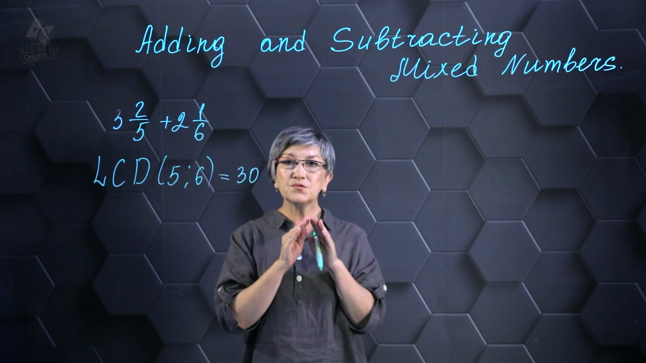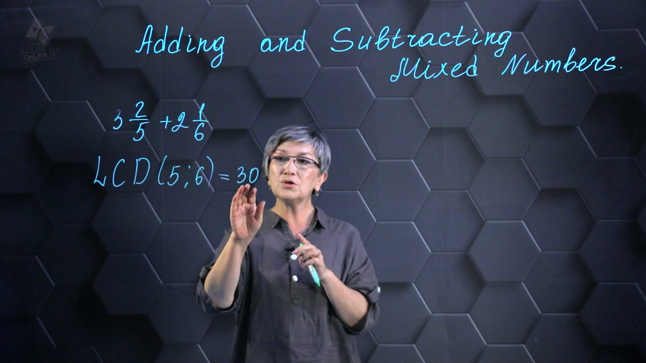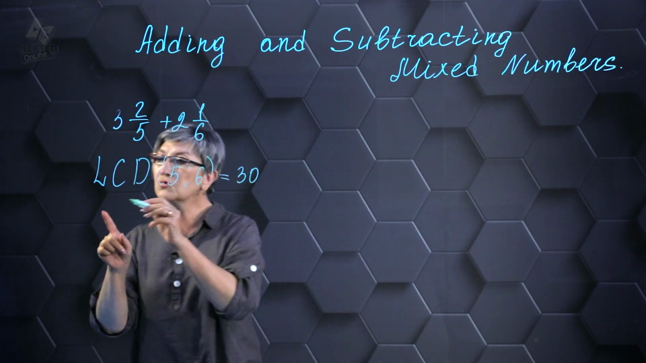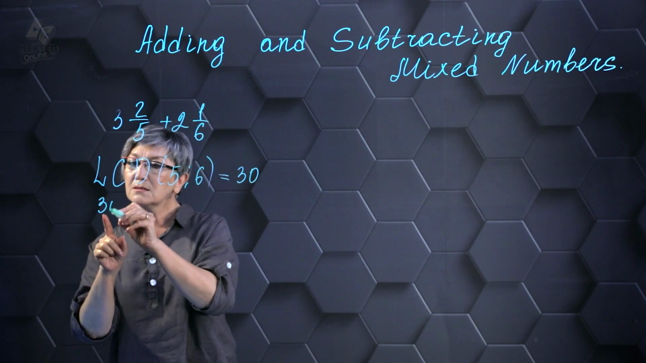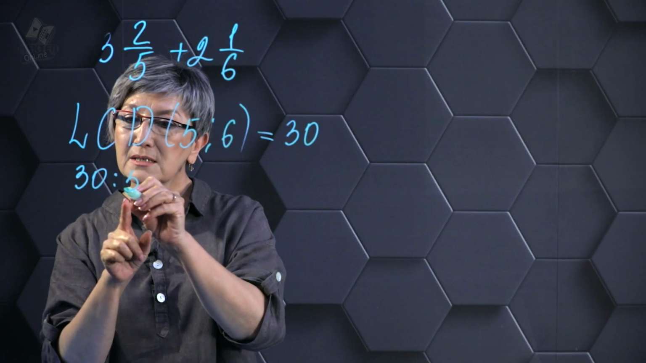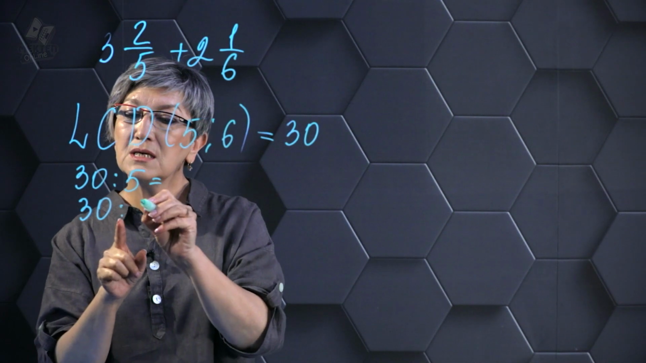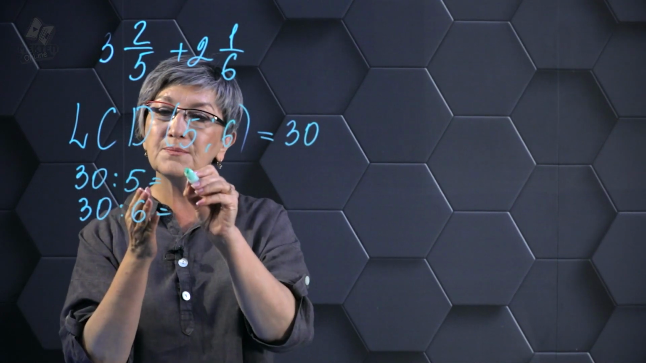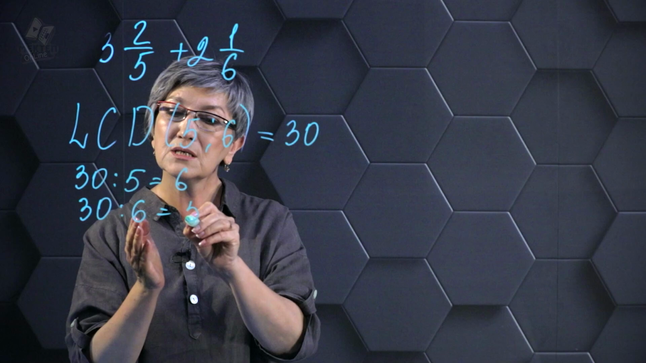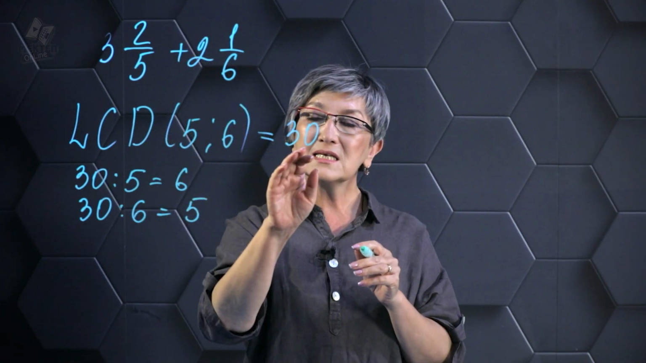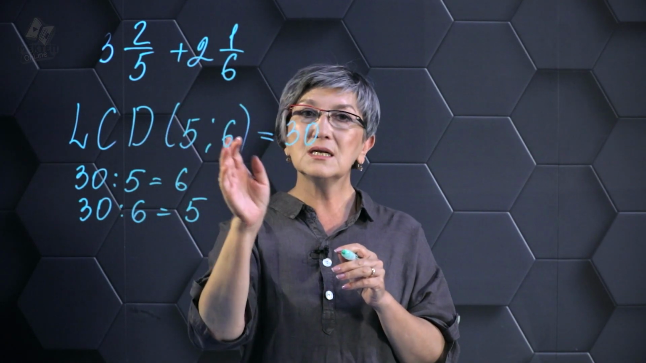The only thing I'll point out: why specifically the number 30? Because I can divide the number 30 by the number 5, and I can divide 30 by 6. So dividing 30 by 5 will give you 6, dividing 30 by 6 will give you 5. So 30 is divisible by both 5 and 6.